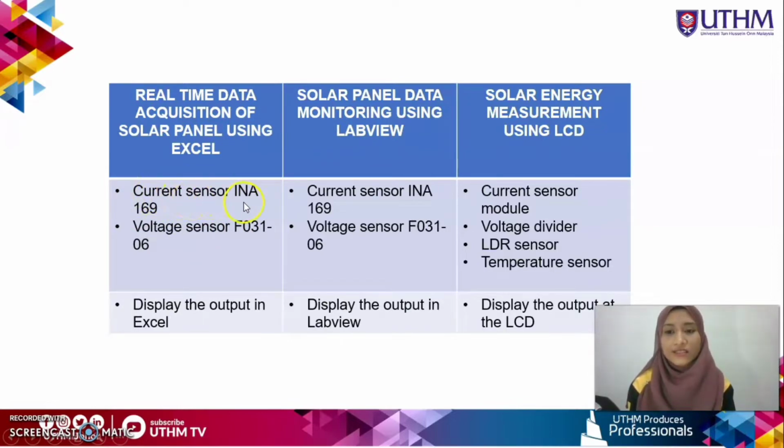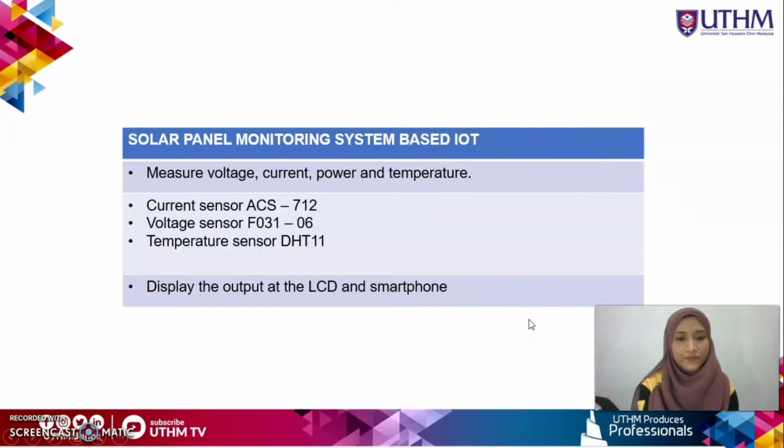For the real-time data execution of solar panels using Excel, they are using current sensor INA169 and voltage sensor F03106, and then the output is displayed in Excel. For the solar panel monitoring using LabVIEW, they are using current sensor INA169, voltage sensor F03106, and the output is displayed on LabVIEW. And for the solar energy measurement using LCD, they are using a current sensor module, voltage divider, LDR sensor, temperature sensor, and the output is displayed on the LCD.